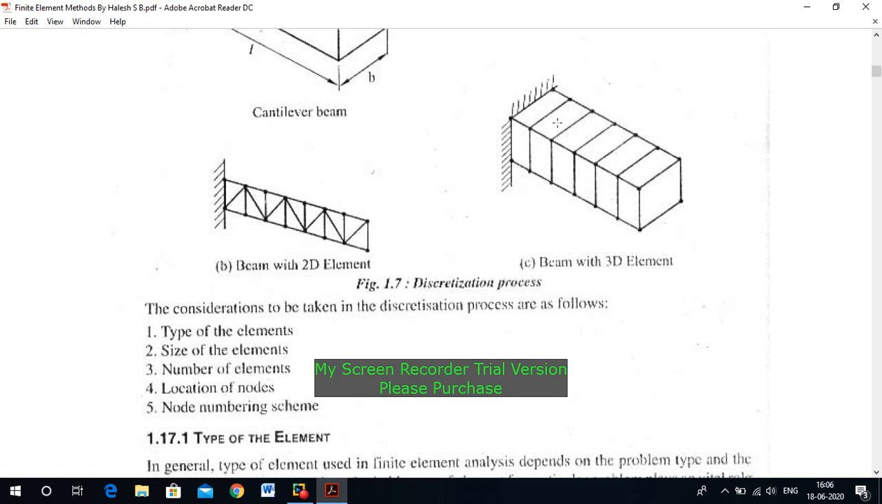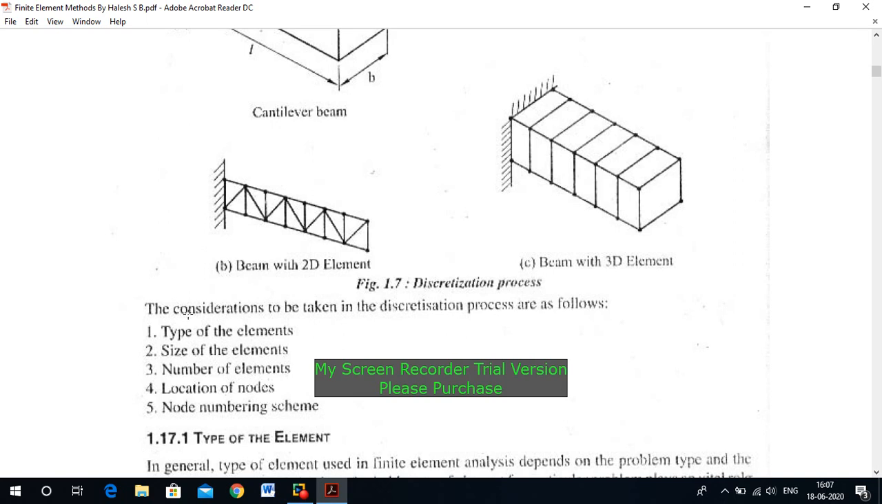Discretization means dividing the whole complex geometry into a number of small regions called elements. After dividing, you obtain so many elements, 1, 2, 3, 4, 5, 6, 7, and so on. Each element consists of two nodes, node 1 and node 2. Here there are 14 elements in total. Each element consists of two nodes.